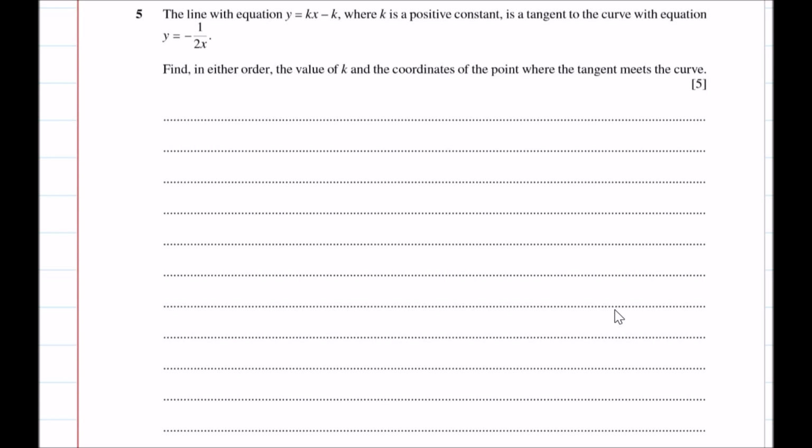So let us write first what is given here. We have two equations. One is curve equation, one is line equation. So line equation is y equal to kx minus k, and the curve equation is y equal to minus 1 by 2x. As they are meeting at a point, at that point both equations will be equal. So we can write kx minus k is equal to minus 1 by 2x.